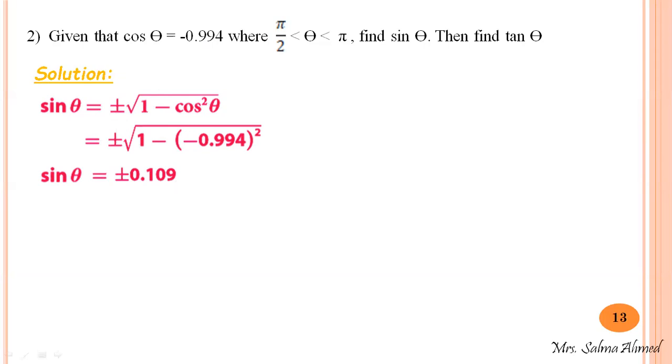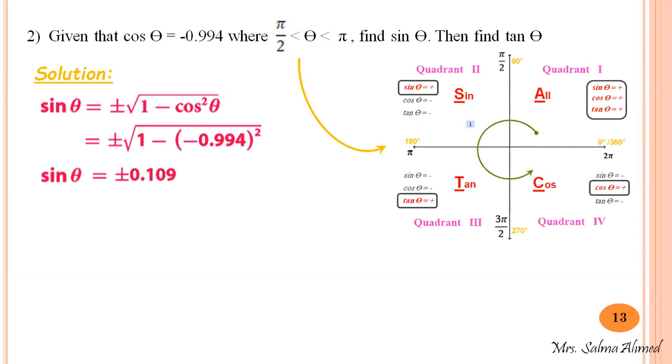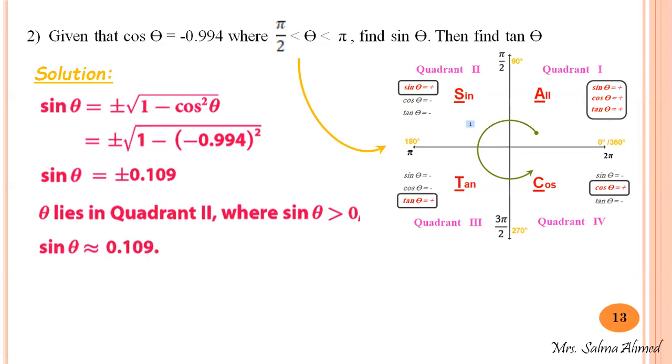Now I need to know whether it's positive or negative, so I'm going back to my chart again. I found it's between pi over 2 and pi, which is quadrant 2, and the sine here is positive, greater than 0. So I'm going to take the positive answer, sine theta approximately 0.109.